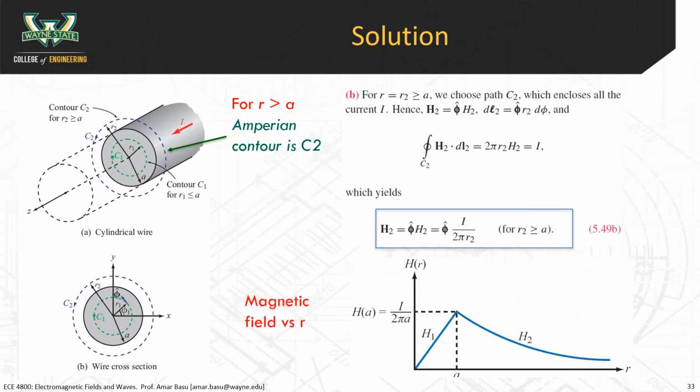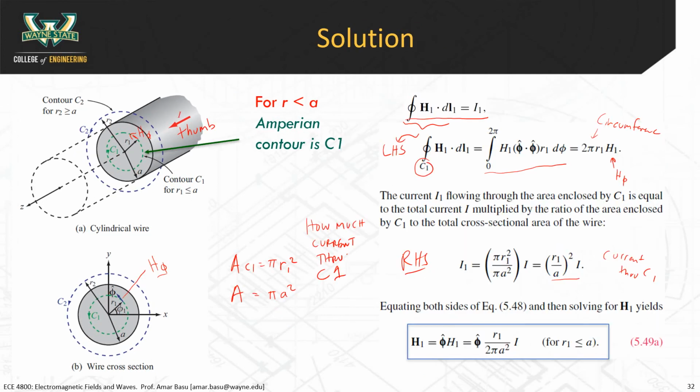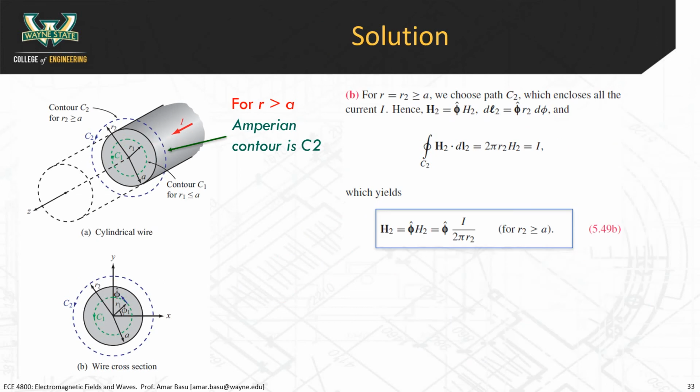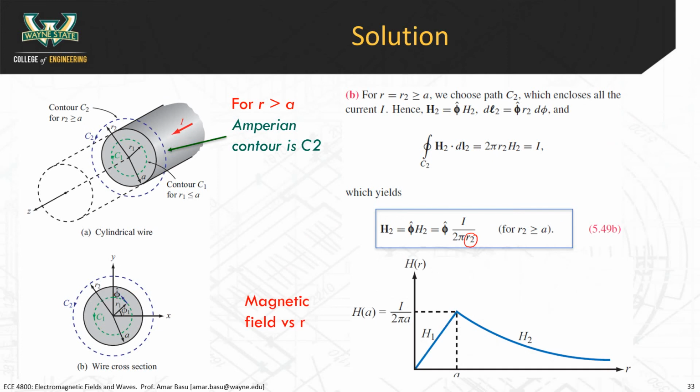And if we think about what the result is, notice inside the conductor, this is for r less than a, the magnetic field increases linearly with r. a is a constant, I is a constant, but it increases as a function of r. And then once you go outside the conductor, the magnetic field decreases as 1 over r. So that's why you get a graph that looks like this.